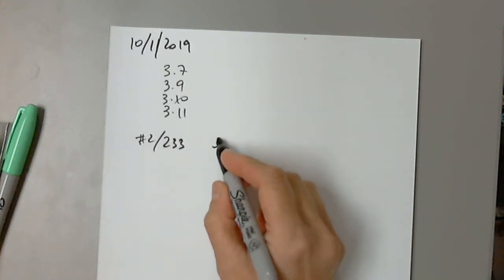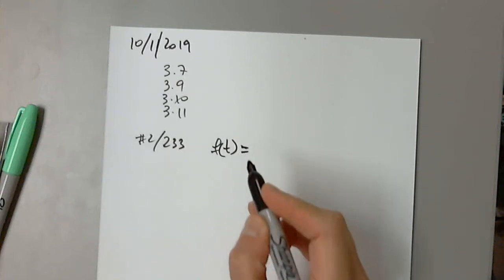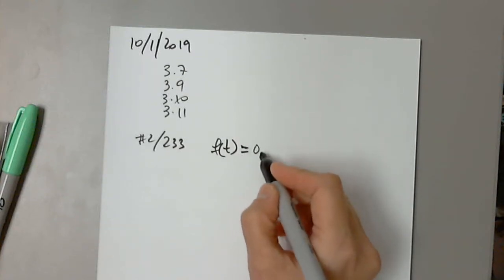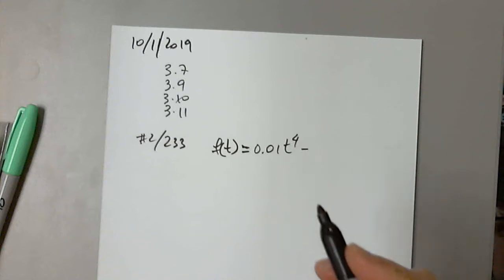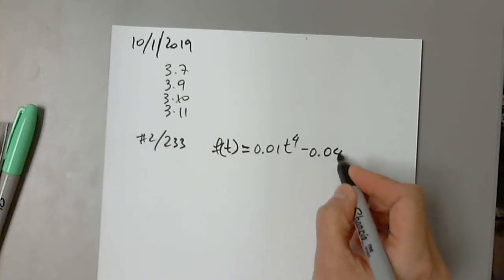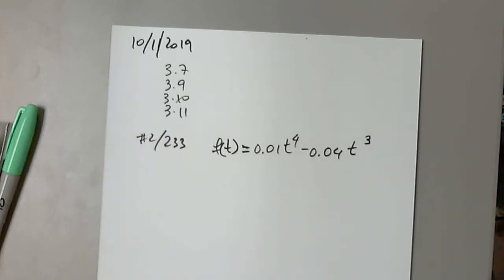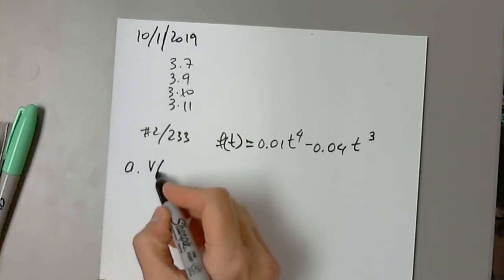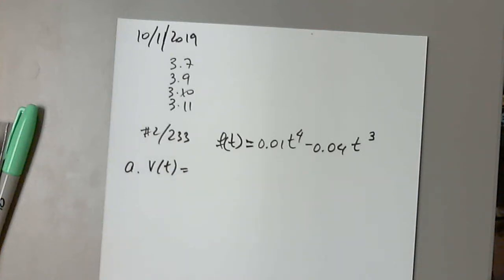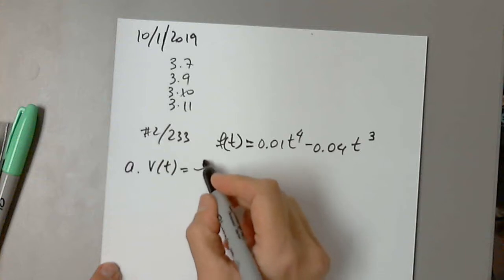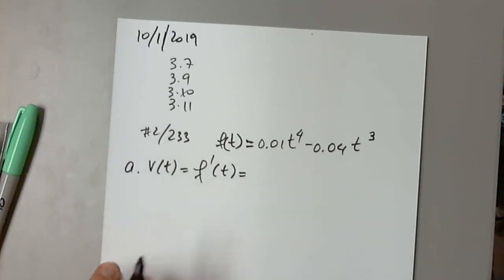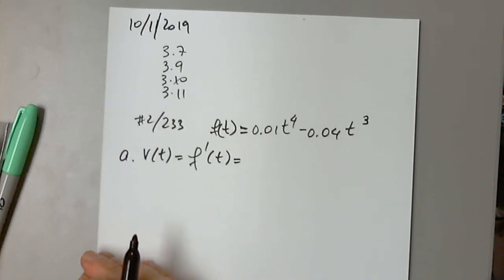It gives us a function, f of t, which is 0.01 t to the fourth minus 0.04 t to the third. First question is, find the velocity at time t. What do I have to do in order to find the velocity at time t? Yes, that will be the first derivative. Can anyone give us the answer?